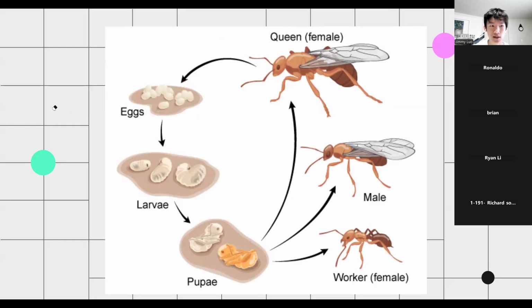The eggs turn into larvae, which are these sort of worm-like little creatures. So when the eggs hatch, they don't immediately become ants like this ant over here. They have to take time. They become larvae.